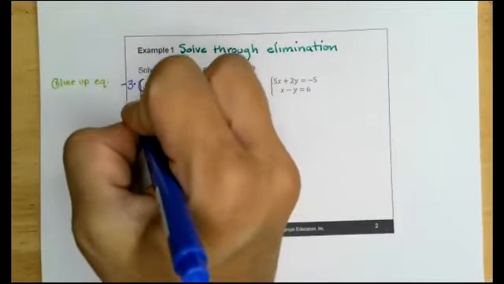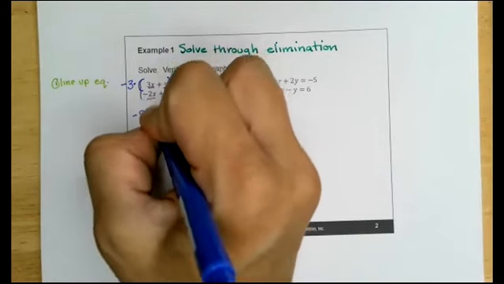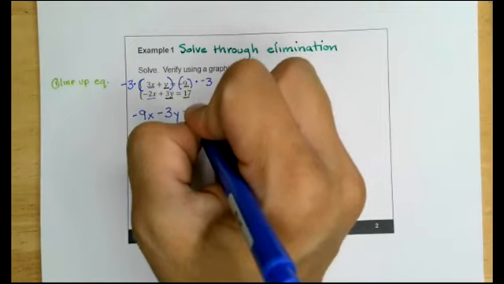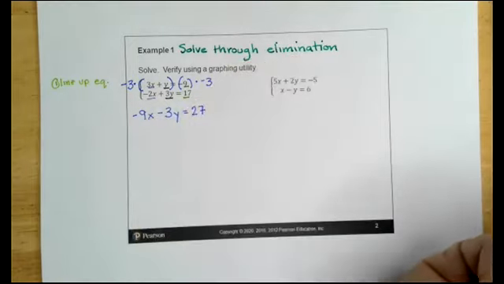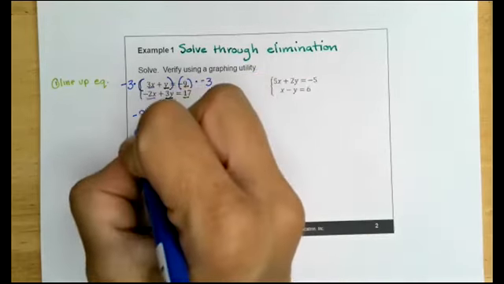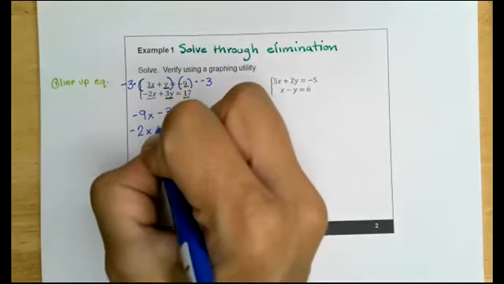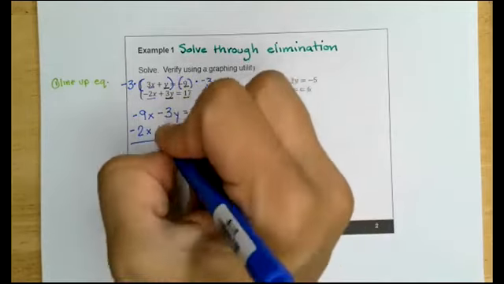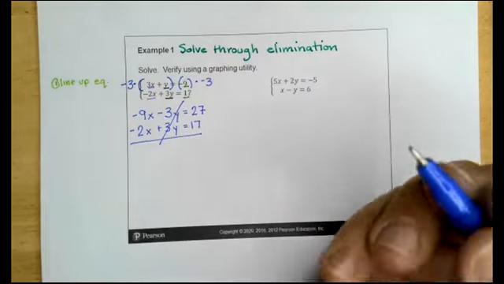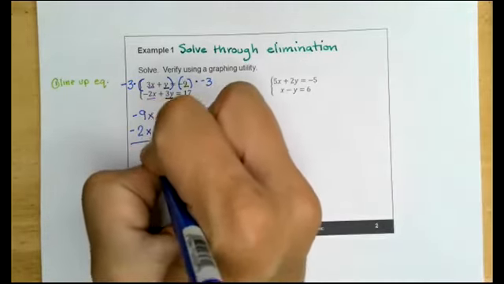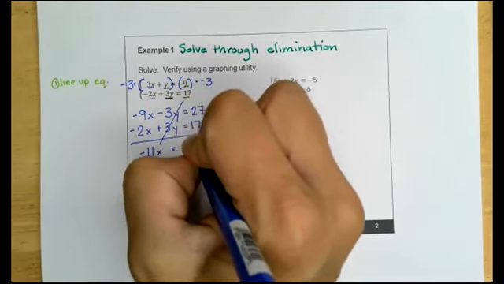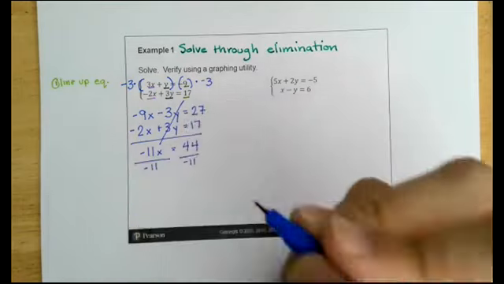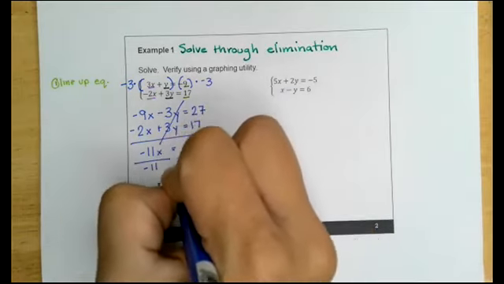Negative 3 times 3 is a negative 9x. Negative 3 times y is a minus 3y equals positive 27. Okay? And then this one gets to stay the same, less work. Negative 2x plus 3y equals 17. These cancel. I just have x, and it's a negative 11x, and this is a positive 44. Divide by a negative 11, and x is negative 4.